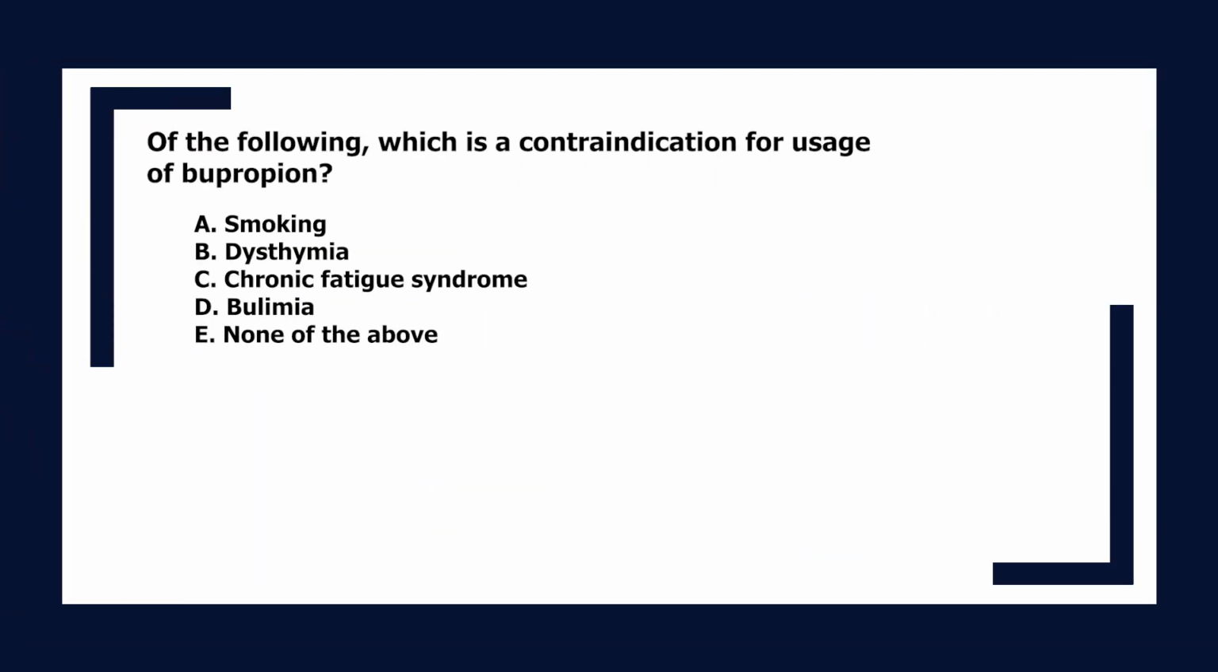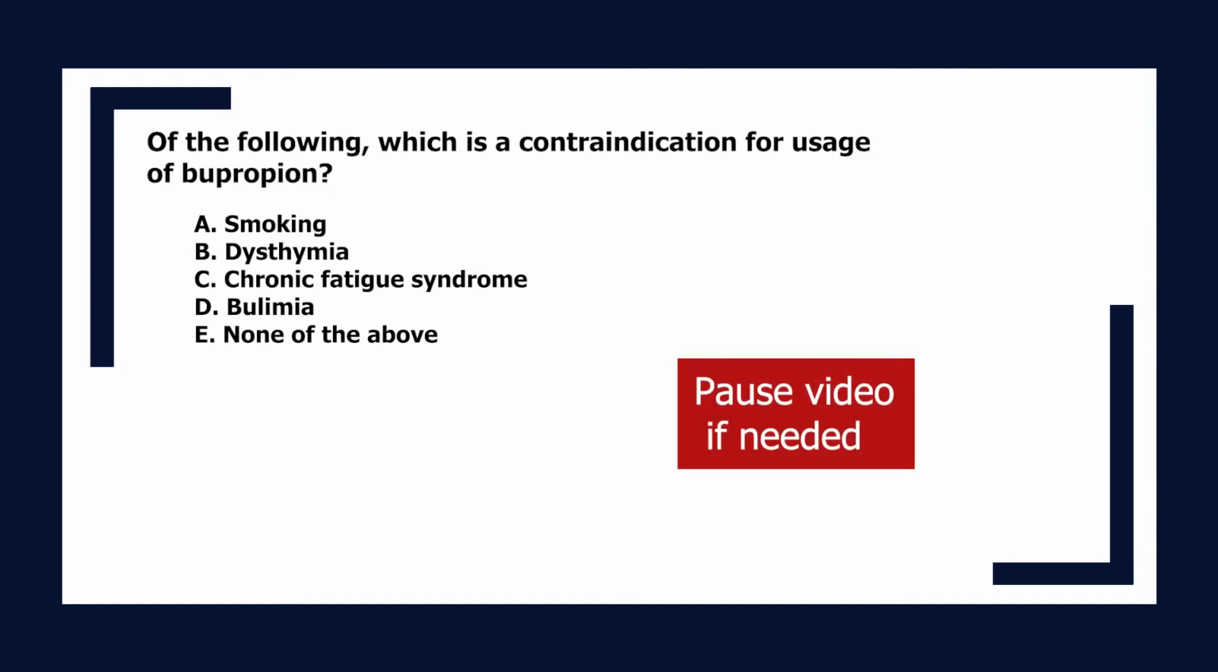Of the following, which is a contraindication for usage of bupropion? A. Smoking. B. Dysthymia. C. Chronic fatigue syndrome. D. Bulimia. E. None of the above.